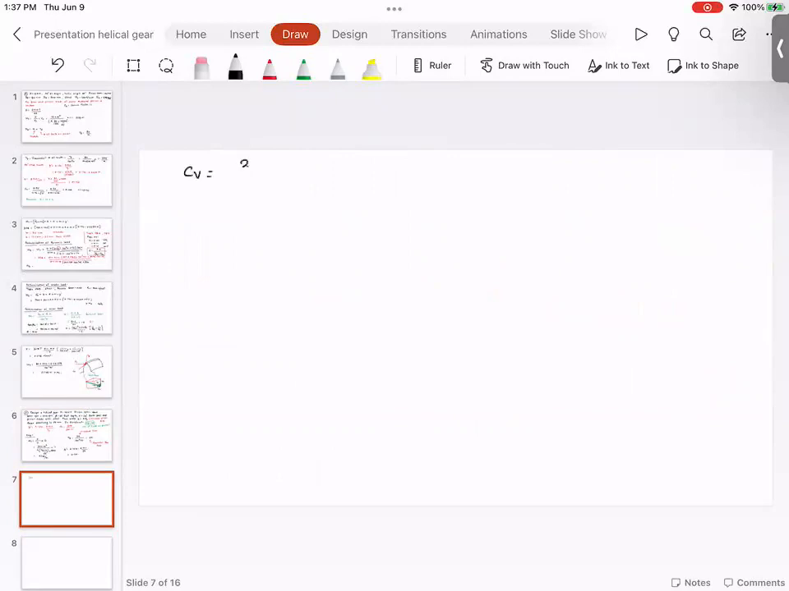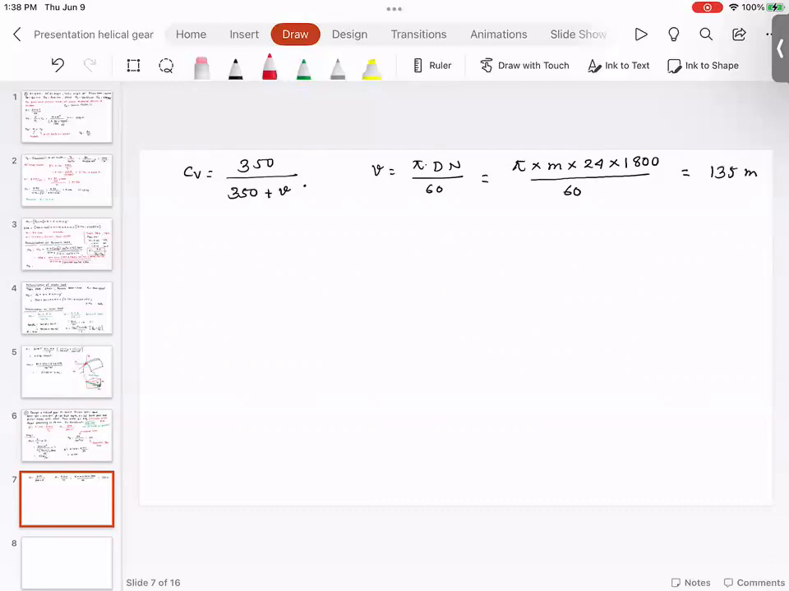CV. V is pi D n by 60. So pi times m times 24 times 1800 divided by 60. So what that means is you're going to have the velocity in terms of m. So this becomes 135 m. So CV value is 350 plus 135 m.